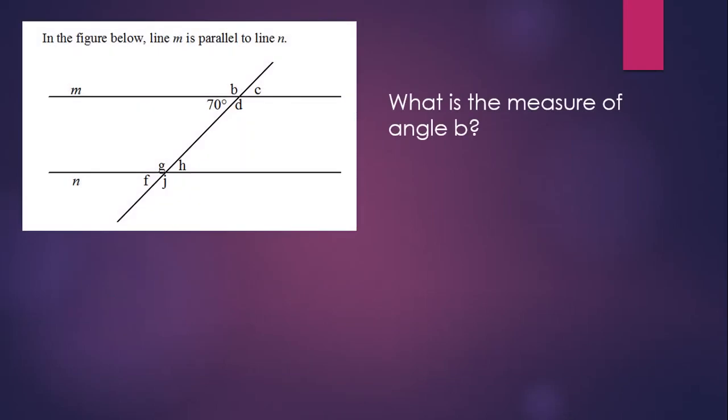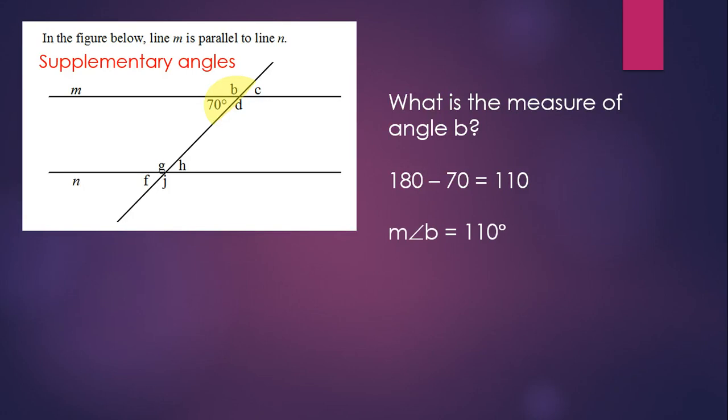In the figure below, line M is parallel to line N. What is the measure of angle B? Well, angle B and the 70-degree angle are supplementary, so their measures add up to 180, which means angle B would have to measure 110 degrees.